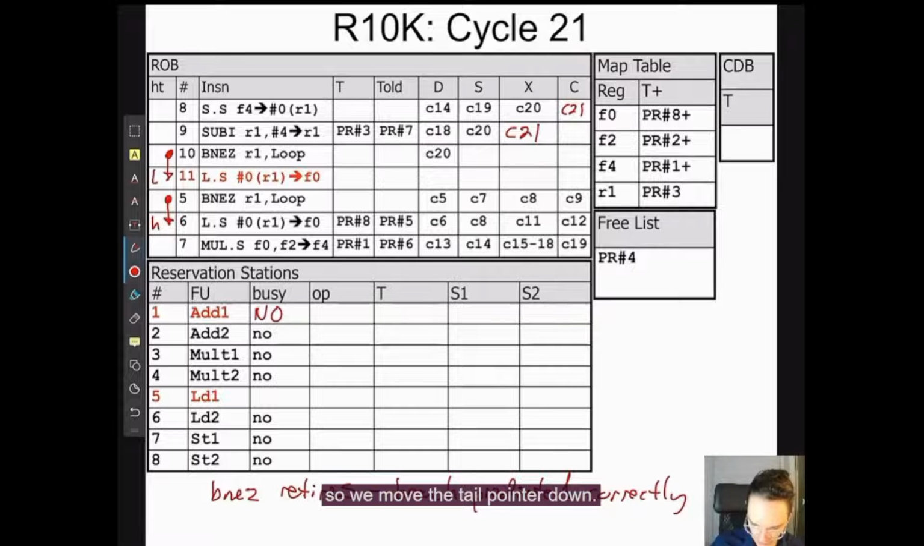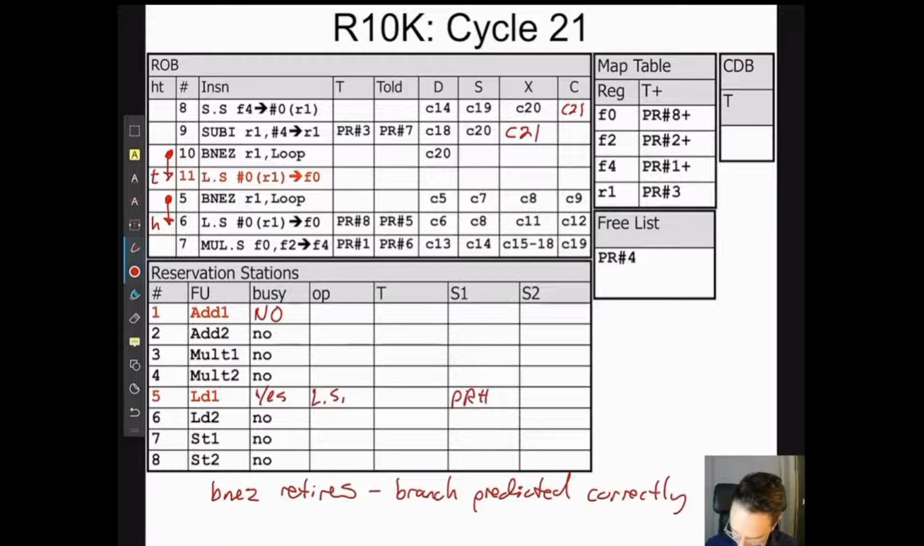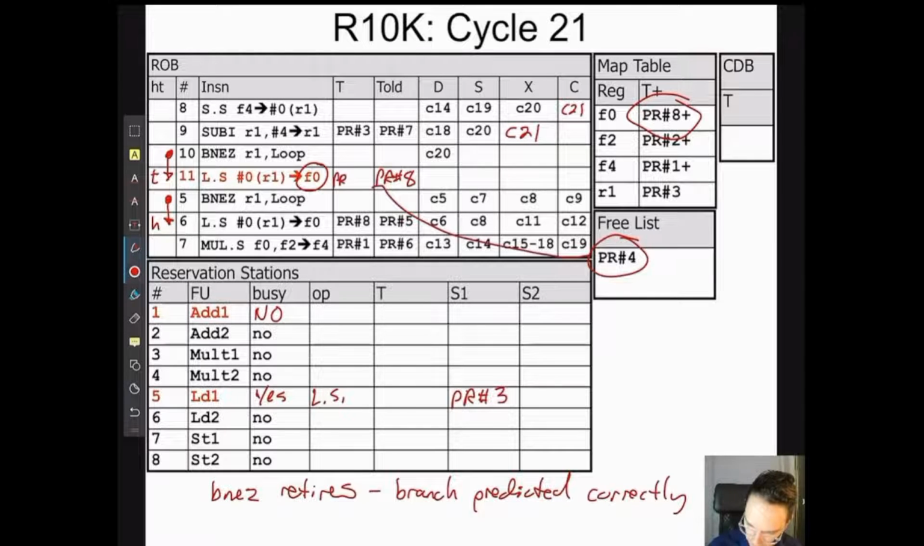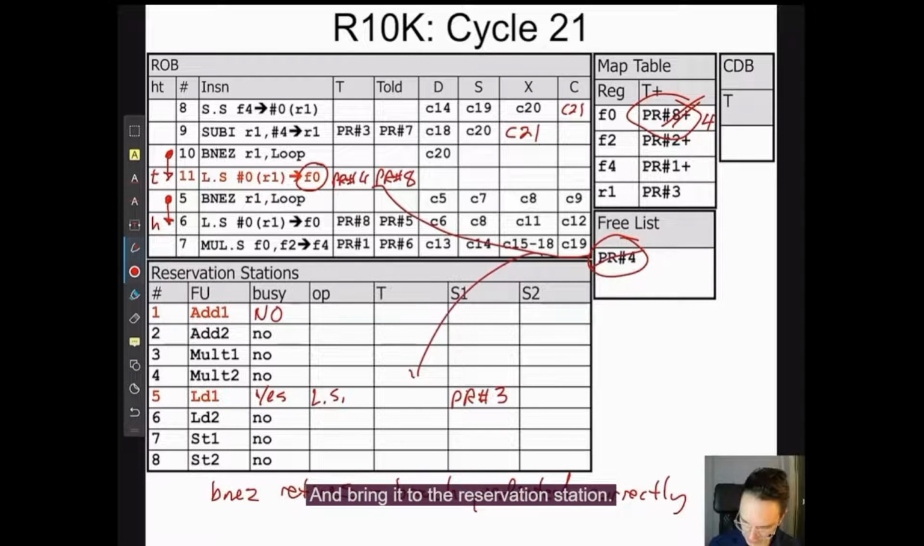So we move the tail pointer down, and we allocate the reservation station entry. We copy its input tag, and we need to allocate a new location for name F0. We make a copy of the old tag, allocate the new, and update the map table, and remove it from the free list. And bring it to the reservation station output. And so we've dispatched this load.